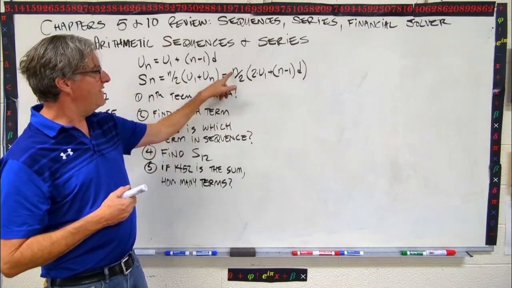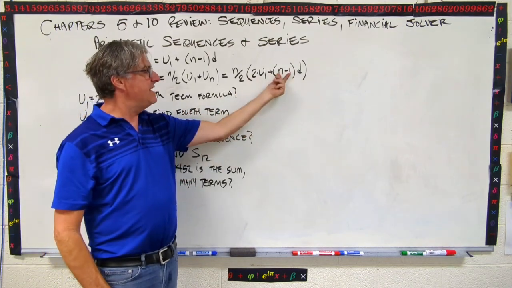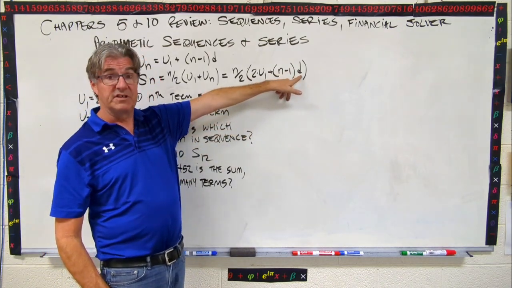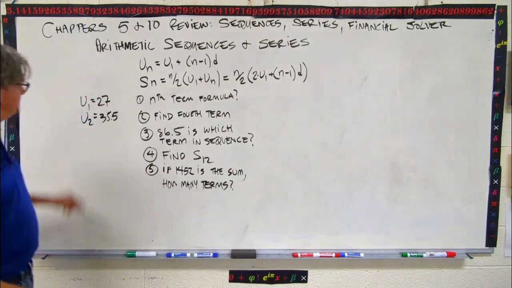It's a little different. We have the n over 2, but now we do 2 times u1, and then to that we add n minus 1 times the common difference. Okay, so let's do a problem, or a bunch of problems. Here's what we're going to be given.